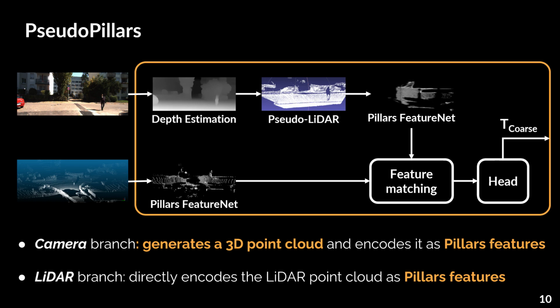Finally, a pillar sphere net encodes the point cloud as pillar spheres. The LiDAR point cloud is also encoded the same way. Features are then matched by a vision backbone, and a head regresses a coarse estimation of the parameters.